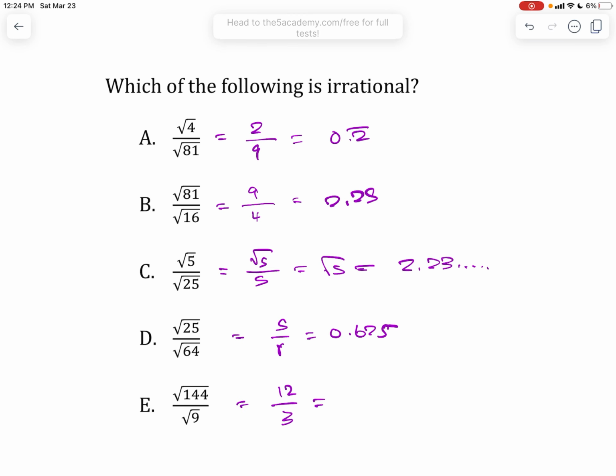12 over 3 ends up giving you 4. Okay, so which one of these is most unique? Well, this is a never-ending decimal. This is a never-ending decimal. This is an ending decimal. This is an ending decimal. This is just a whole number.